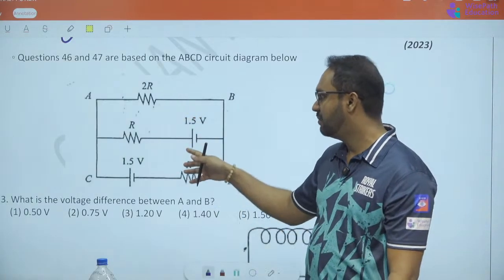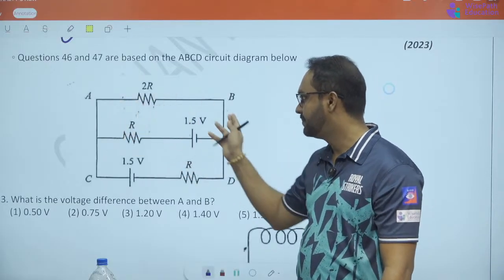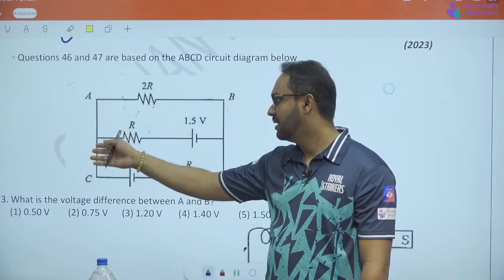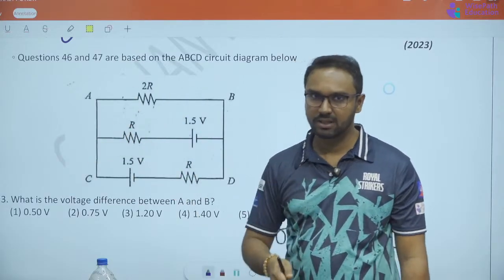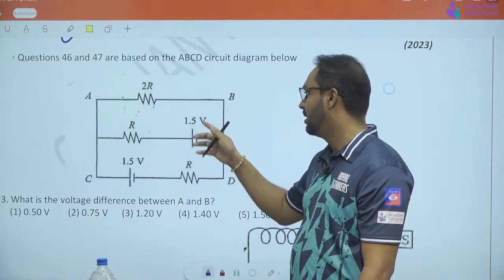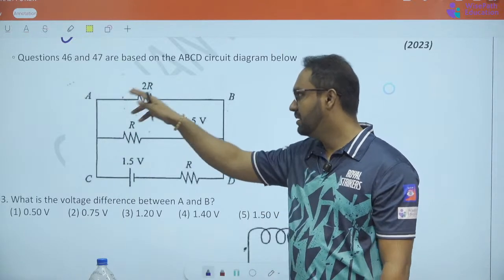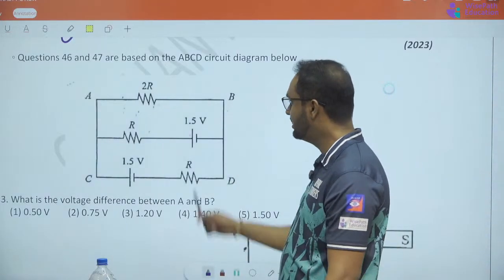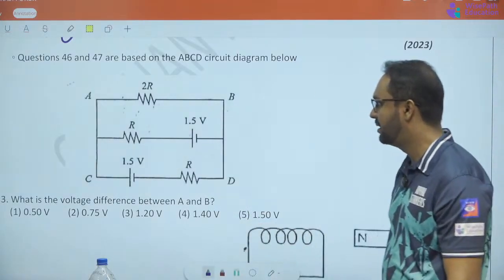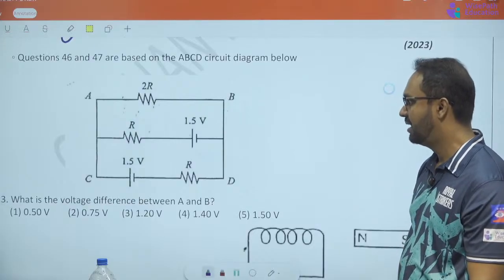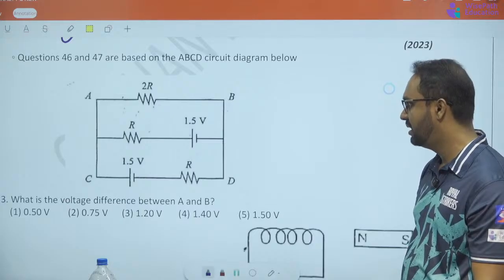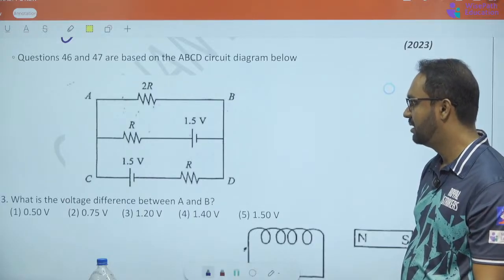So if it is a parallel combination, remember the voltage will be the same for the circuit. They both will provide the same voltage. And if one is greater, the greater one will be supplying the voltage to the whole circuit, right? So this is basically two batteries connected in parallel, so we can assume we have only one battery.